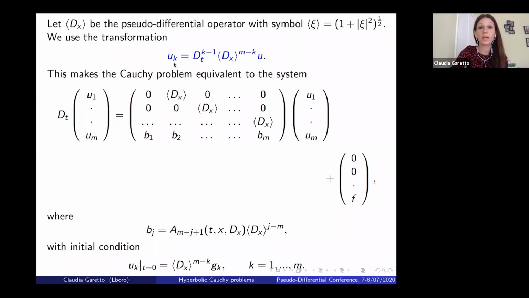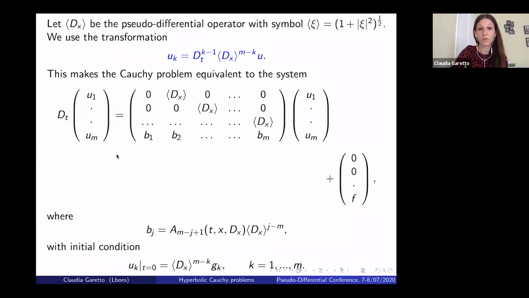So if I have an equation of order m, I will get a system where the size of the matrix is m times n. How do I do this? Making use of this transformation. I define u_k as the (k minus 1)-th time derivative, with this pseudo-differential operator acting on u, and this is of order m minus k.